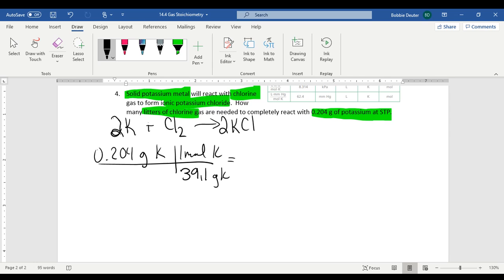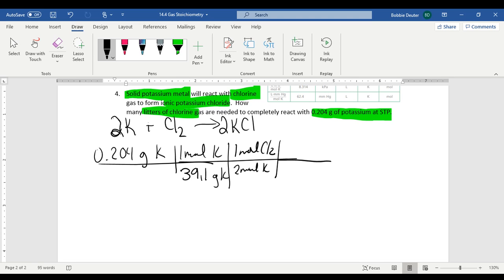If it's easier for you, because some of you might feel like 5 steps is too much, you can actually just solve and get 0.00522 moles of potassium here. And then we can go on to the next step. Once I'm in moles of potassium, I can go to moles of chlorine using the molar ratio. I know that there are 2 moles of potassium to 1 mole of chlorine.